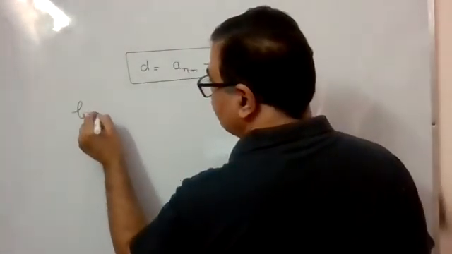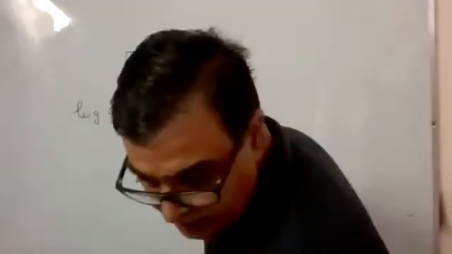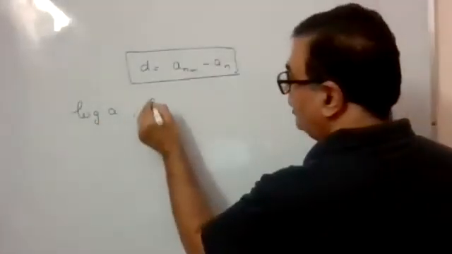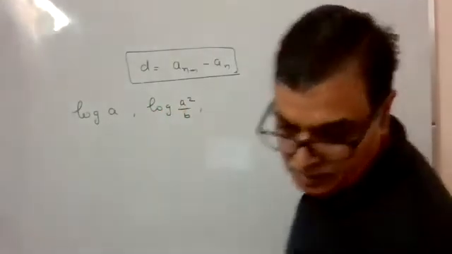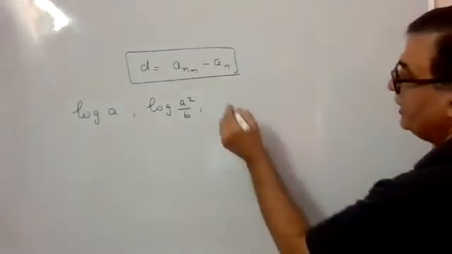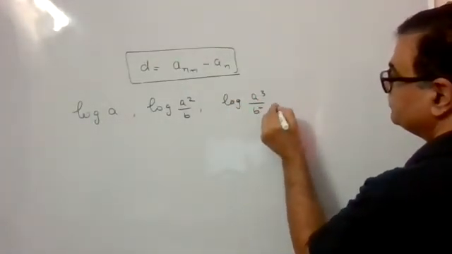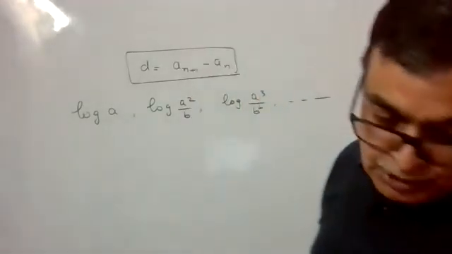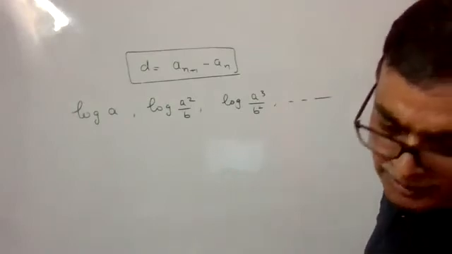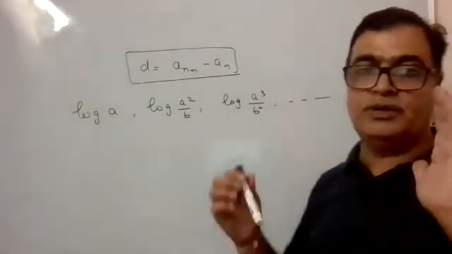Is this sequence AP or no? Log of a, log of a square by b, log of a cube by b square, and so on. We have to check whether it is an AP or not, and if it is AP, find out what is common difference.